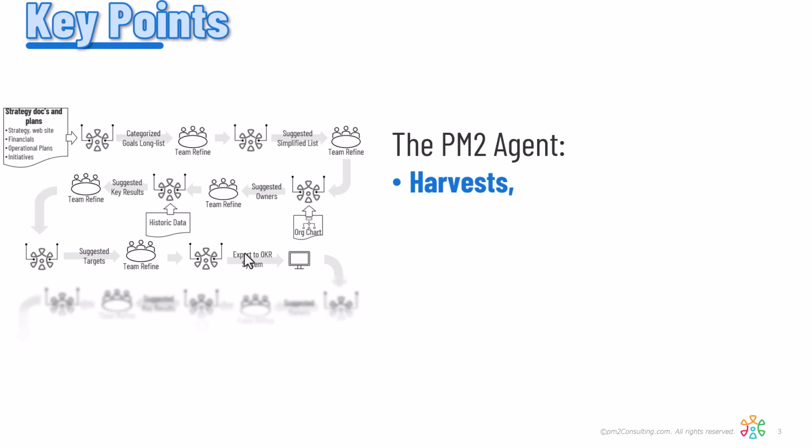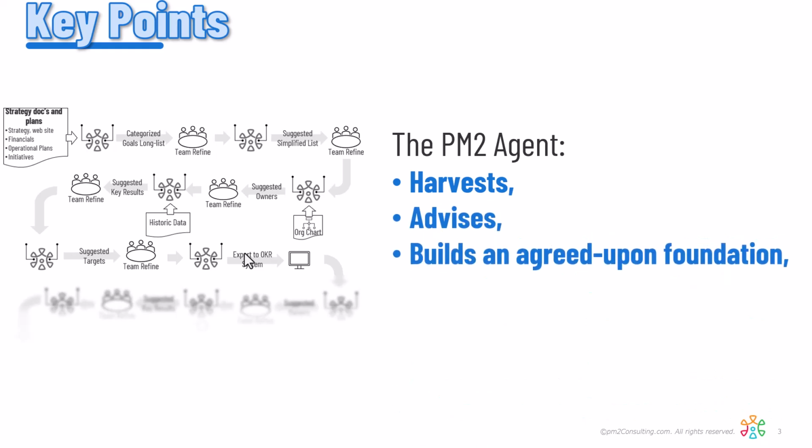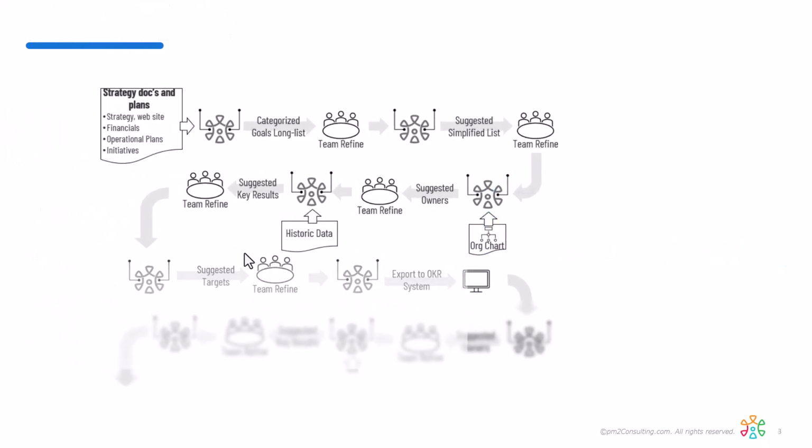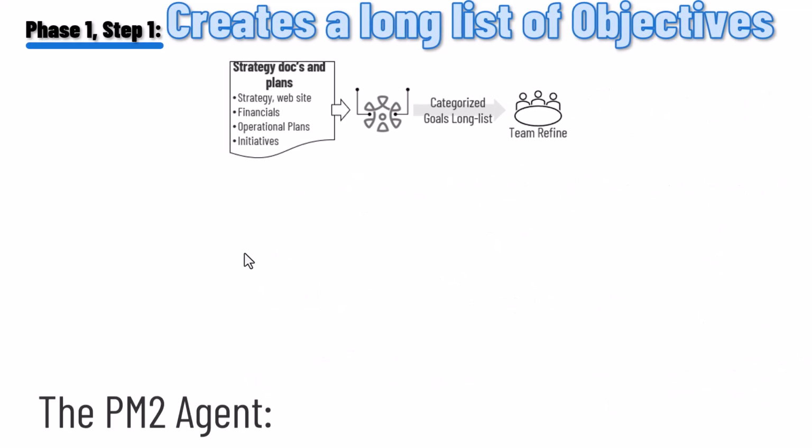Now, the important thing to note here is that this agent harvests existing information. It doesn't hallucinate anything. It only takes the information that it is given to look at. It advises you. It doesn't make any decisions on your behalf. And it begins to build an agreed upon foundation that is residual, that will live on as you replicate this, as you go through your quarterly retrospectives and refreshes and so forth. And of course, it pauses at every step after it makes a suggestion and waits for your agreement or your decisions. So let's take a look at this. Again, just the first couple of steps.